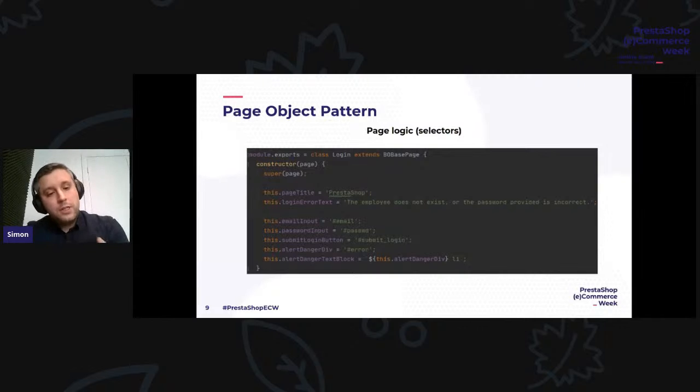This is the page logic. This is the other side of the page object pattern. This is for the login page of PrestaShop in the back office. As you can see, it's a simple class file, and all the selectors are handled like attributes of the class. This page title, this login error text, etc., etc.